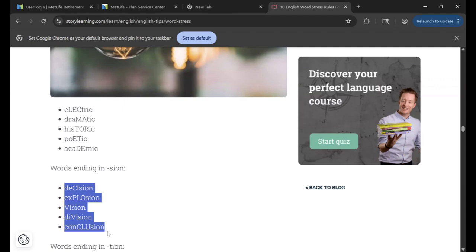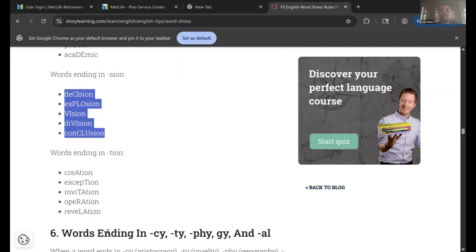Decision. Decision. That's good. Explosion. That's good. Vision. That's very good. Division. That's good. And conclusion. That's good. You see that now you could start seeing the patterns in terms of the distribution of the stress.